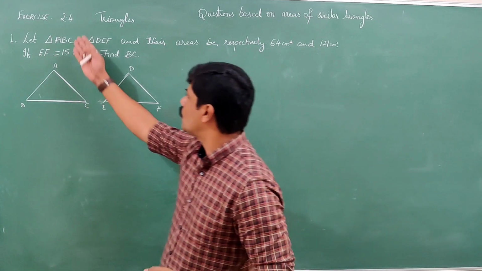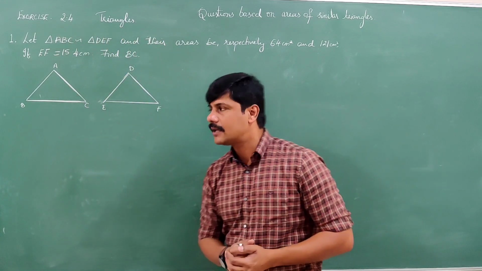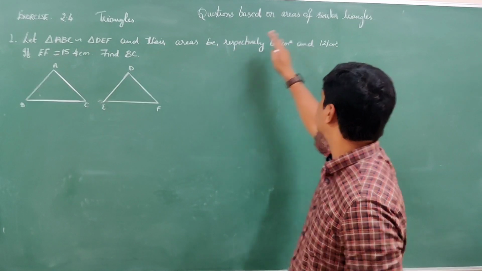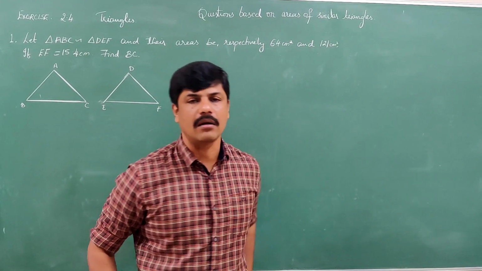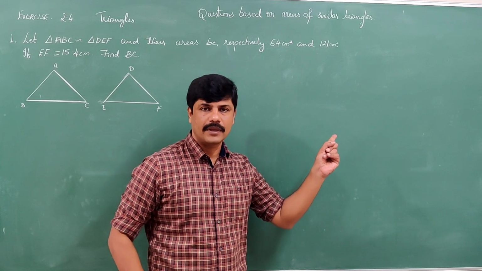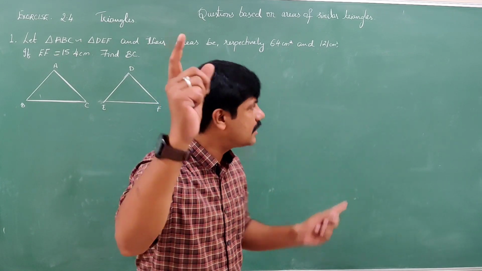Now we'll deal with exercise 2.4 from the triangles chapter. These are the questions based on areas of similar triangles. So you must recall that theorem. The areas of similar triangles theorem you must recall.